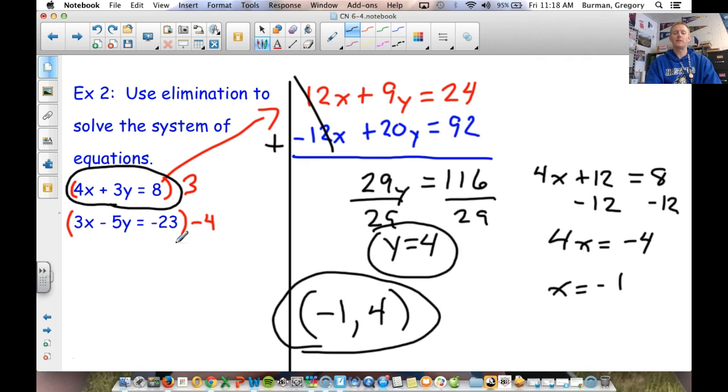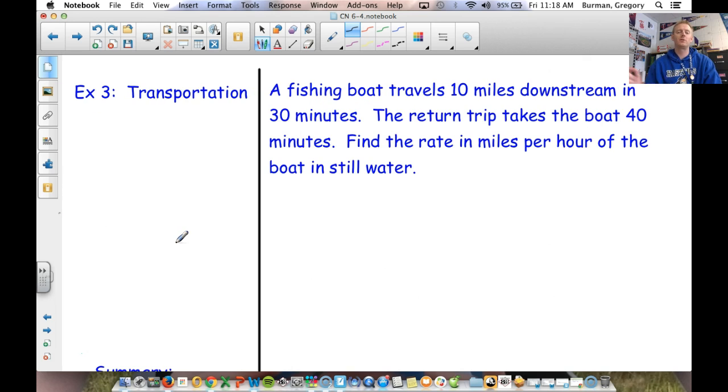All right, so these are the two kinds of ways to solve these, but when we bring a word problem into it, you guys usually get upset. So let's bring in this situation. A fishing boat travels 10 miles downstream in 30 minutes. The return trip takes the boat 40 minutes. Find the rate in miles per hour of the boat in still water. Not the town of Stillwater, but in actual still water.